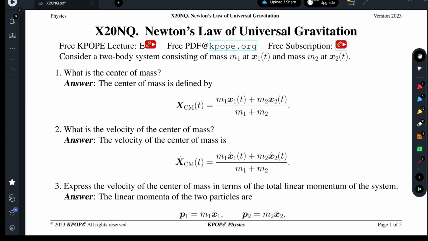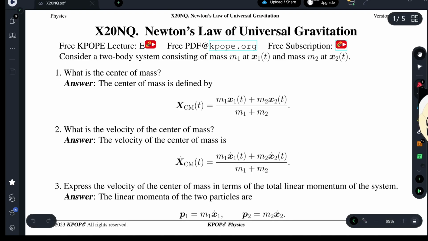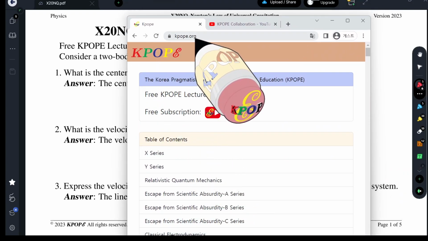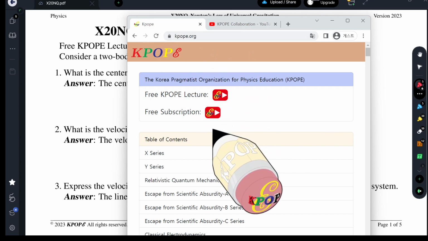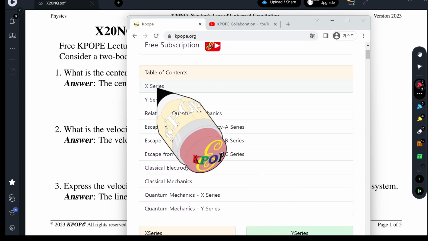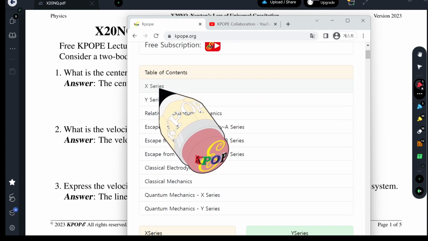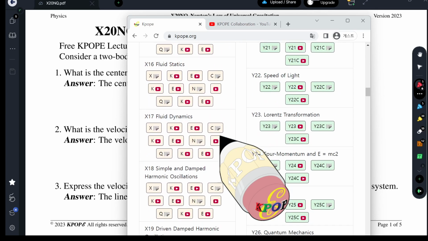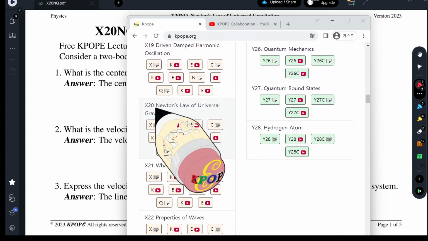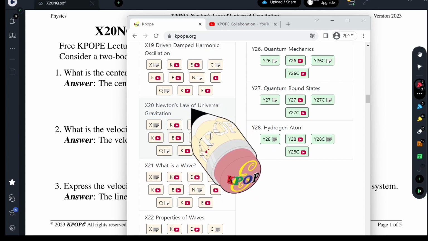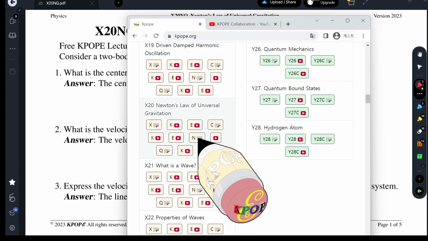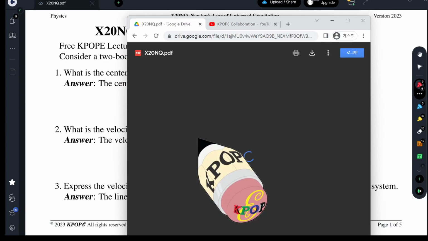Today we study X20 and Q. You can download the file from kpop.org, and if you visit there, you can click the table of contents, X series, X20, Newton's laws of universal gravitation. N means, and Q means this one. You can click this to find a PDF file.